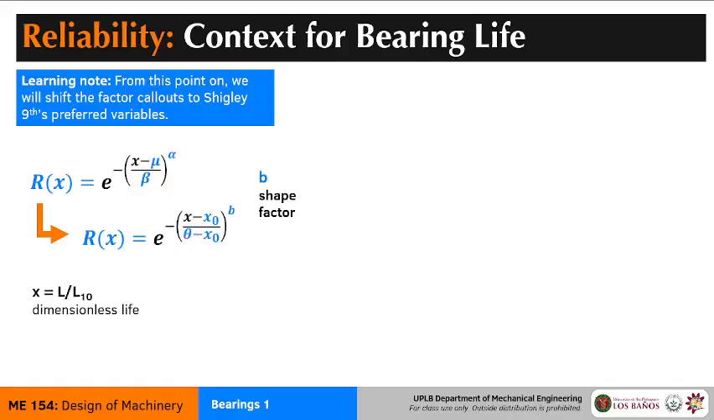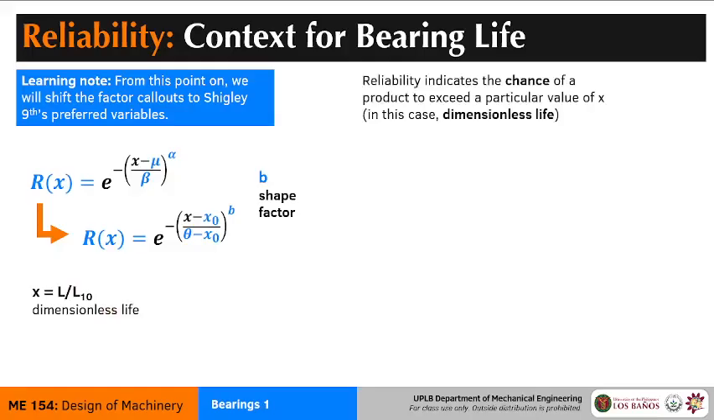So, right. Now, let's define dimensionless life. Dimensionless life is the actual life over L sub 10. L sub 10 is, of course, 1 million. So x is equal to L over 1 million. It's that easy. That is x. Okay, so reliability now indicates the chance that your unit will survive after a particular amount of life, which is number of cycles.